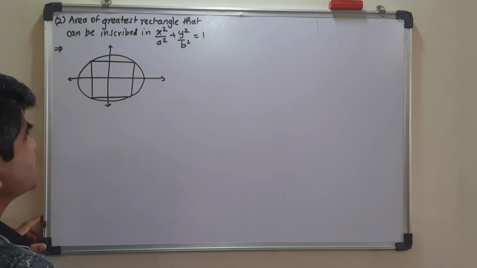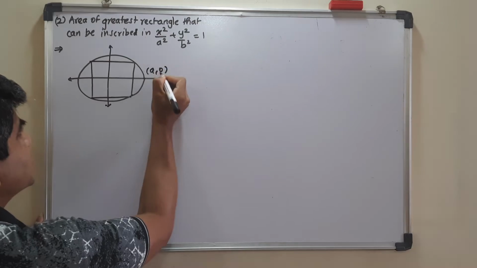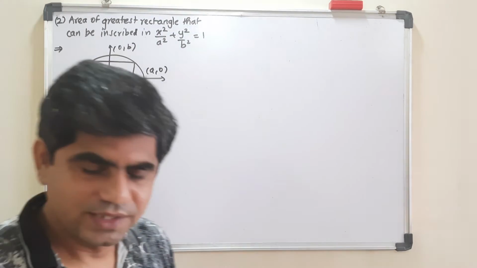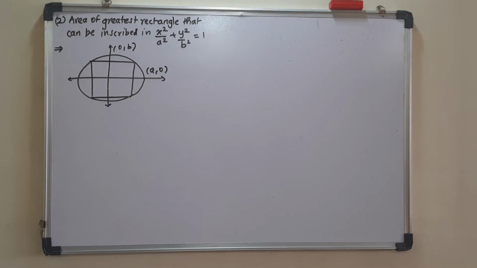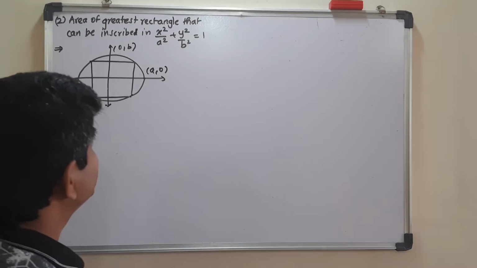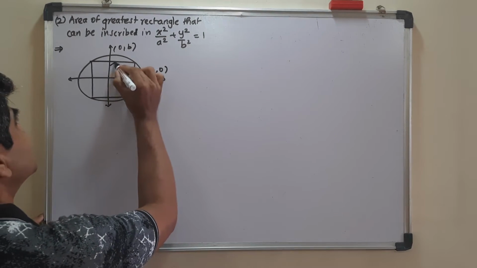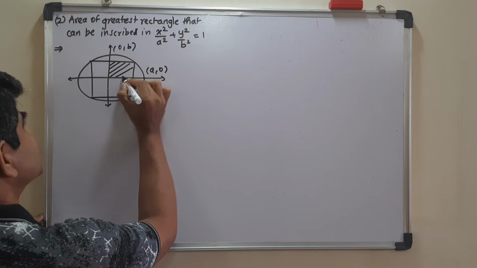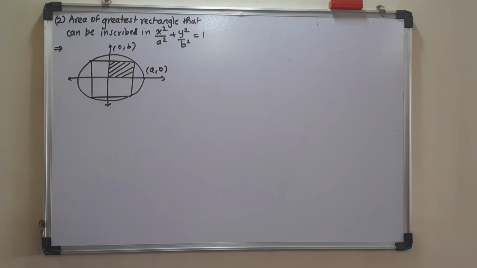And this being an ellipse, this will be your a comma 0, and this will be your 0 comma b. Okay. It is a standard ellipse we are considering, with a greater than b. Now obviously this is the center 0 comma 0. That means in short, if I find the greatest area of this one and make it 4 times, I will get the area of the required rectangle, and that I will be making greatest.